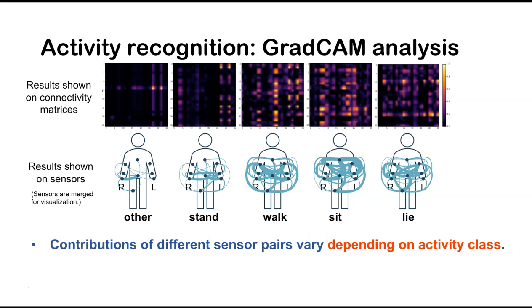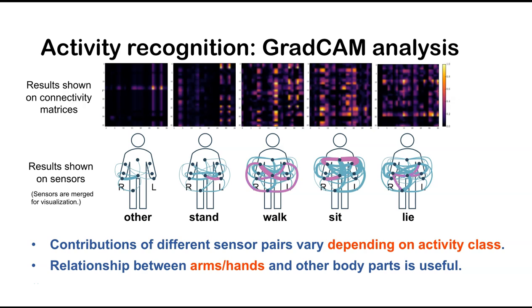We analyzed the results using the Grad-CAM method. For the connectivity matrices, we applied Grad-CAM, and then we could identify the important elements, meaning the sensor pairs in the matrix for classification. We show the result on the connectivity matrices and also on the sensor configuration. We can observe that the contributions of different sensor pairs are quite different depending on the class. And also we can see that the relationship between arms and other parts appears useful.